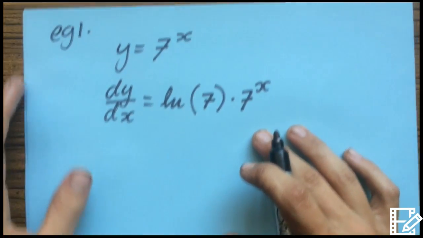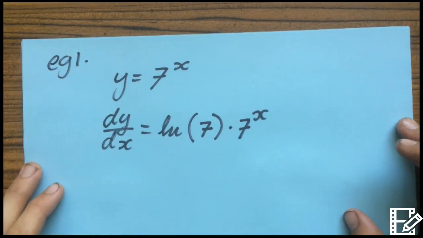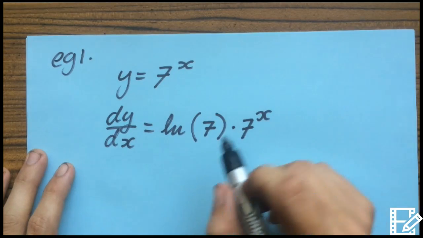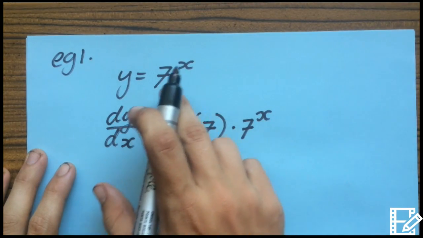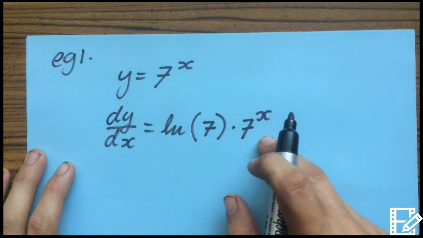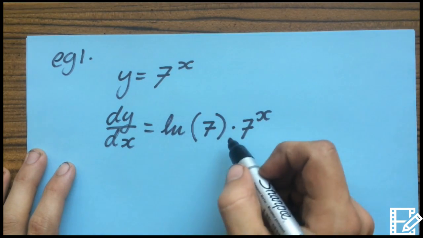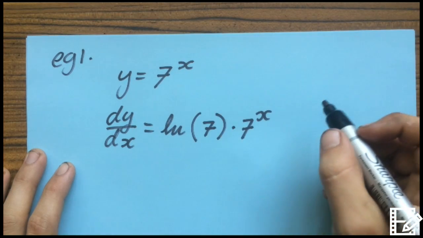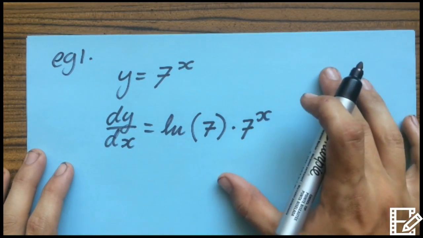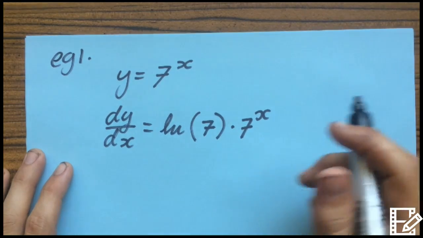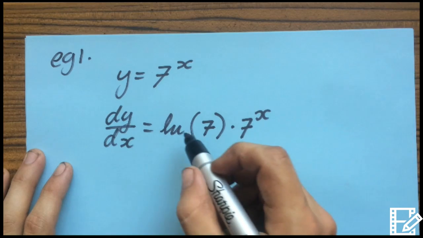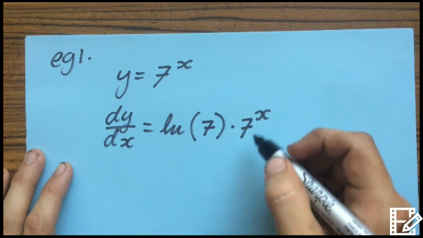I will do a video on the proof and how this happens, but for now, you just need to know basically this stays the same. You bring it down and you multiply it by a natural logarithm of the number. I hope you can understand that by visually seeing it. The 7 to the power of x stays the same, but you multiply that by ln of the 7.